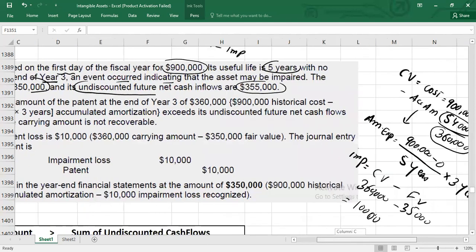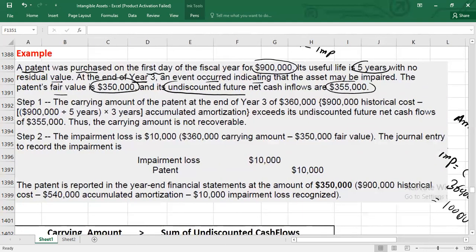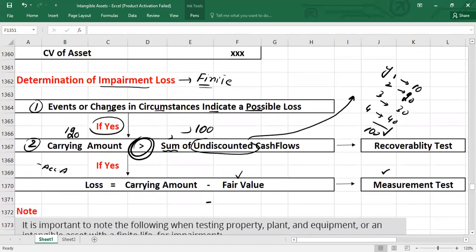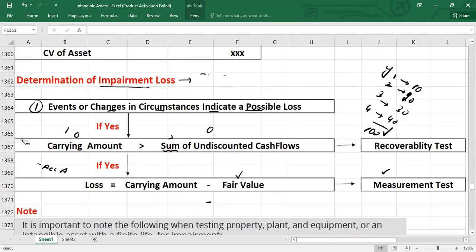Now guys, let me tell you about an asset which has an indefinite useful life. Okay, assume now the asset has an indefinite useful life. So what will you do here, guys, in this scenario? You have to apply only first of all this step, and then you have to apply only this step. You don't need to do this step. You should not compare carrying value with the undiscounted cash flows.